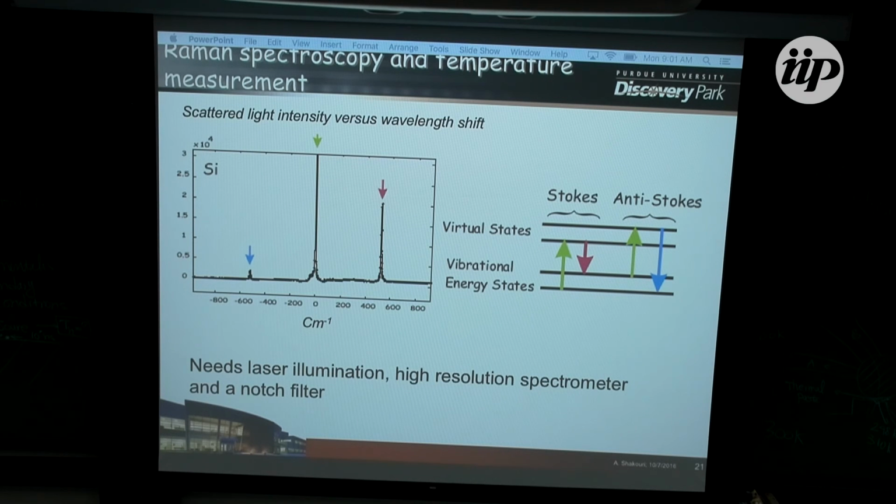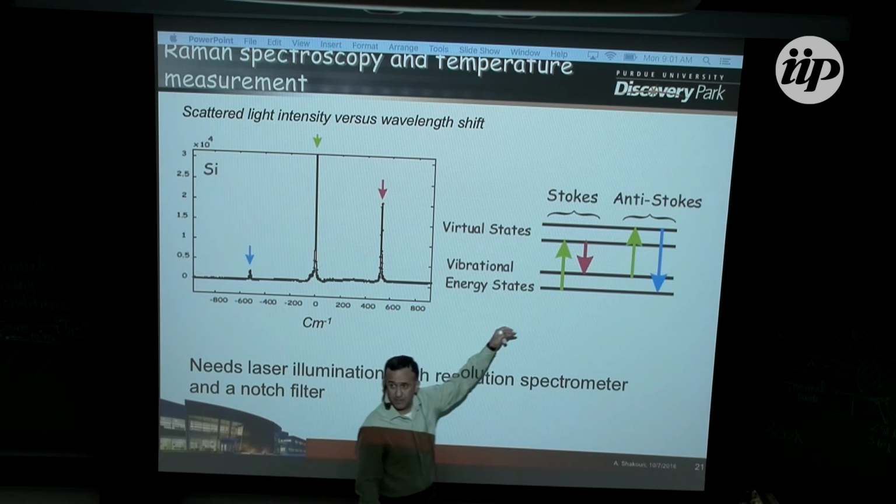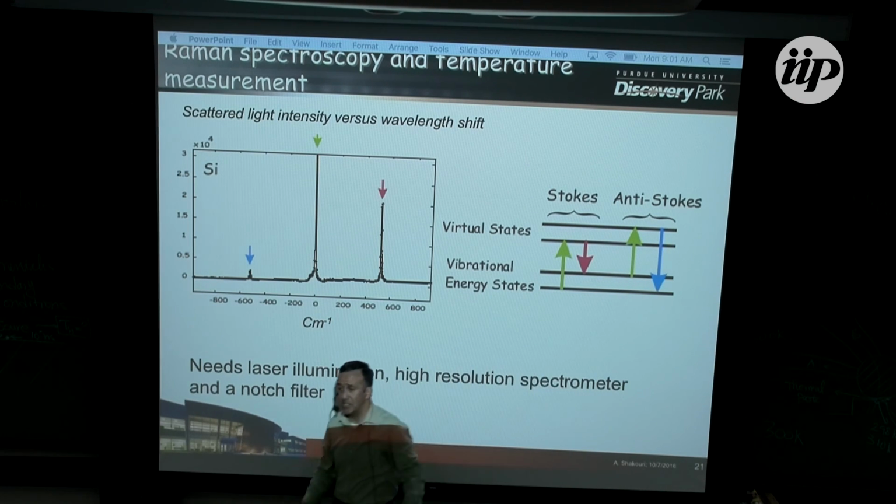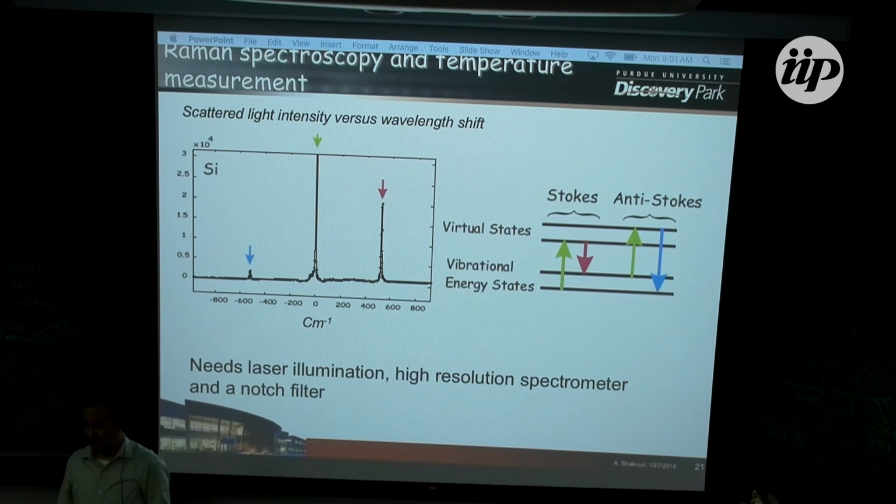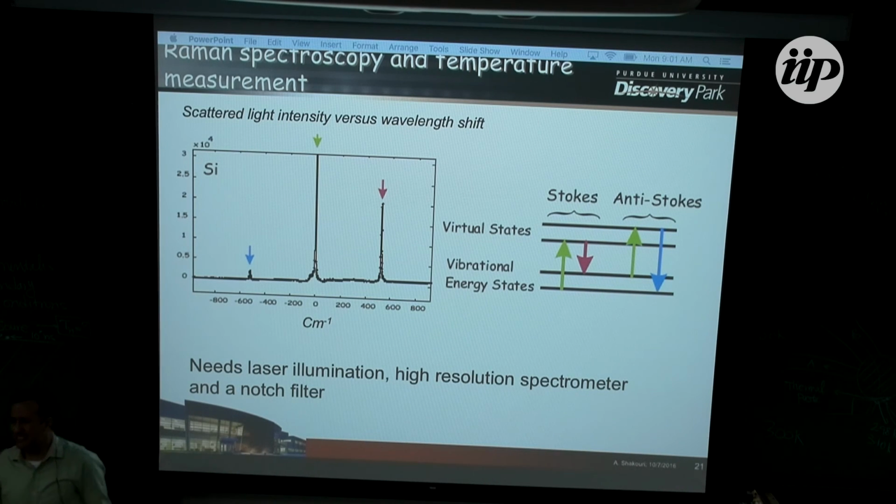By the way, the actual amount of the shift also depends on the temperature, and that has to do with the bonds, how they change with temperature. So you can use both of them as a thermometer, but temperature sensitivity is a couple of degrees. You cannot do very fine.